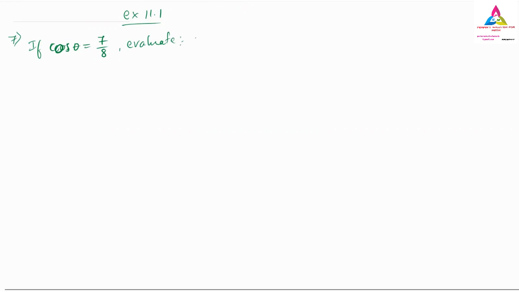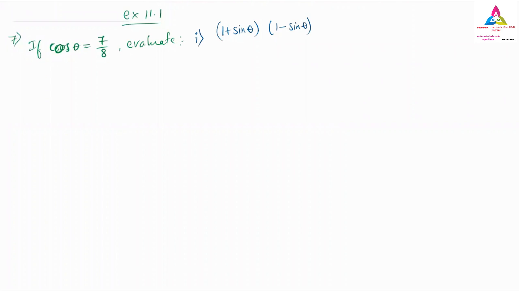First one, in that we have (1 plus sin theta) into (1 minus sin theta) divided by (1 plus cos theta) into (1 minus cos theta). So this is the thing they have told us to find, the first one. The second one, they have informed us to find cot square theta. So these are the two things we have to find.